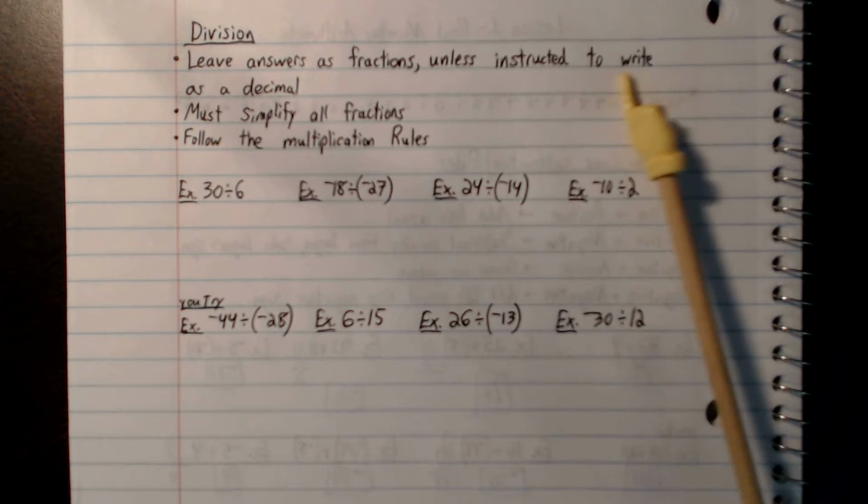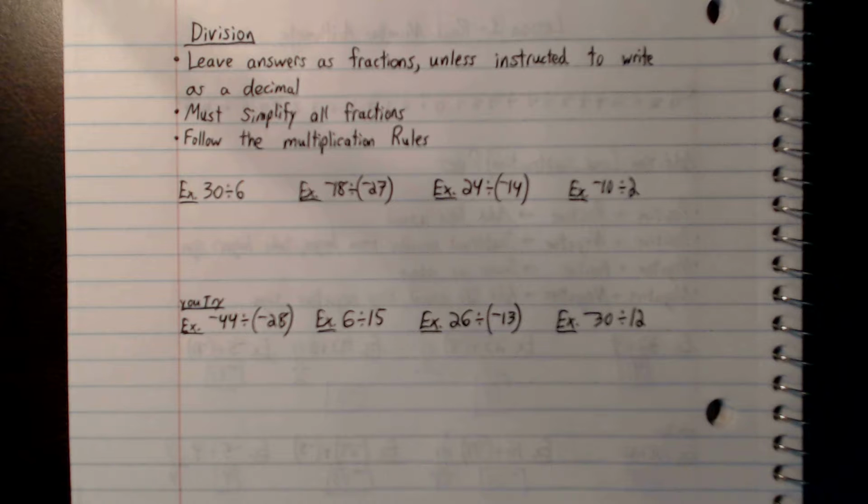It'll tell you to write as a decimal, or it will say round to the nearest whatever. If you see those instructions, then it's okay to type into a calculator. If not, leave it as a fraction. Mr. Marchetti does not like decimals. There's a reason for it. If you're in class, I'd love to tell you why.